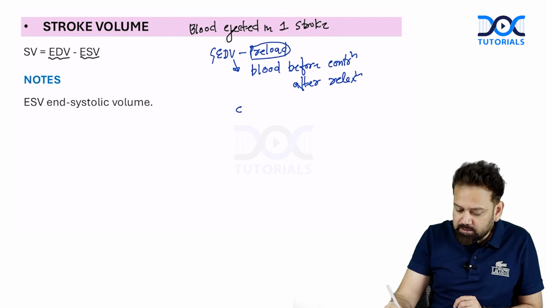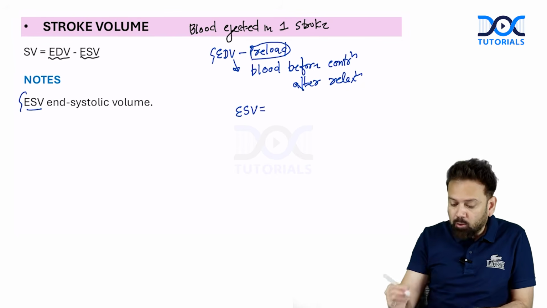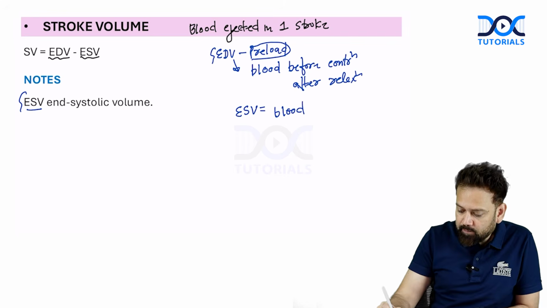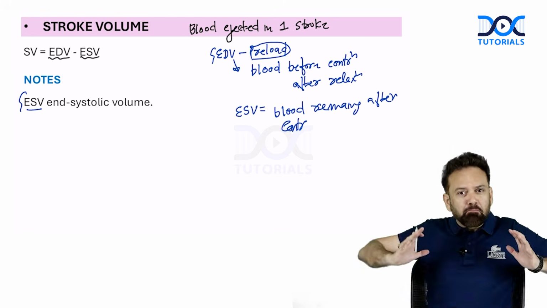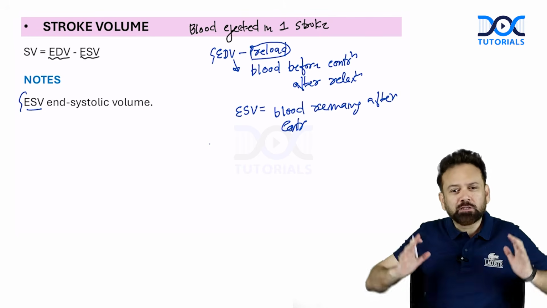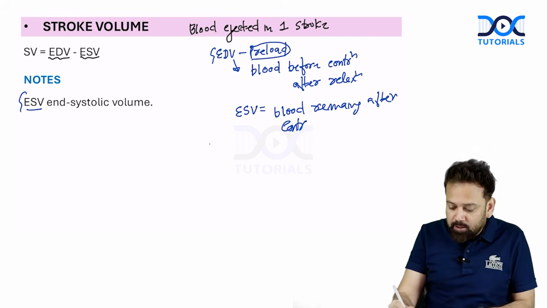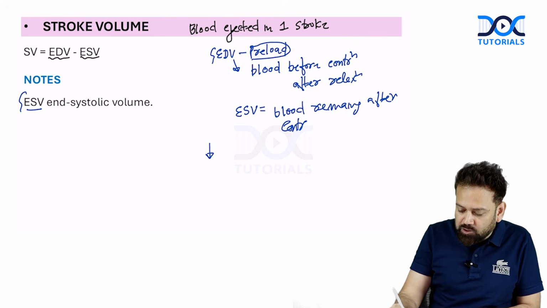What is end systolic volume? Okay, end systolic volume is the amount of blood remaining after contraction. Now, if contraction is more, end systolic volume will be less. Yes or no? If contraction is very slow, end systolic volume will be more. So, lesser is the end systolic volume.